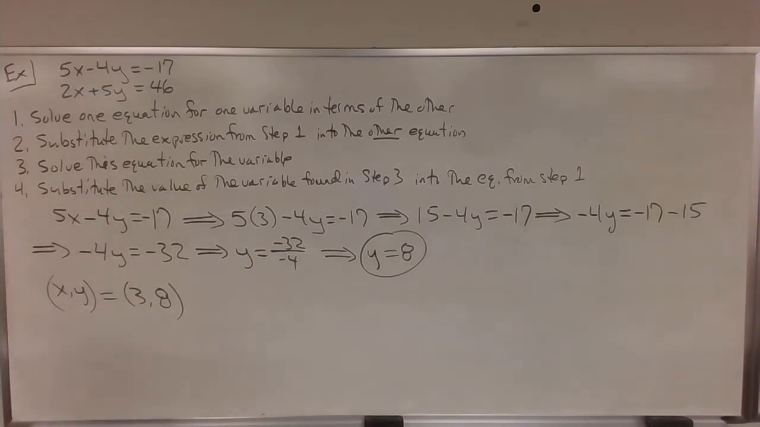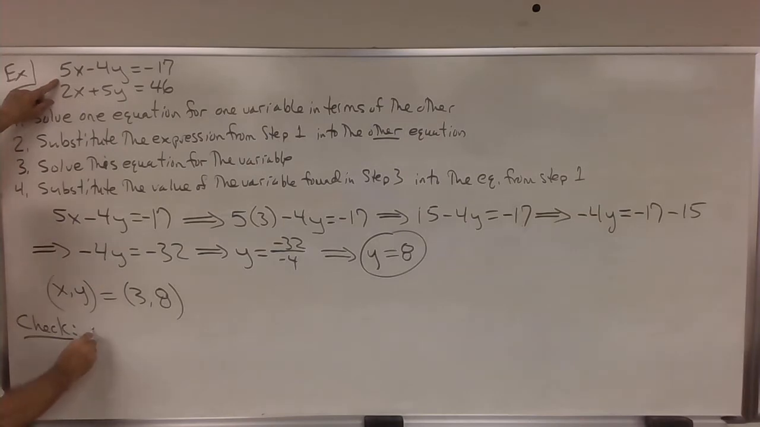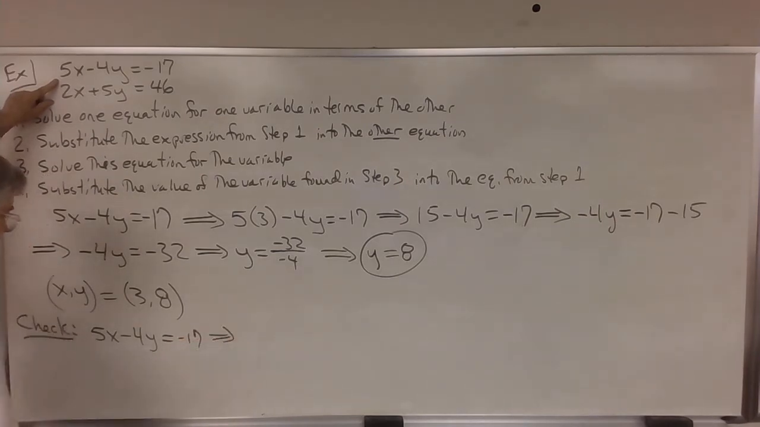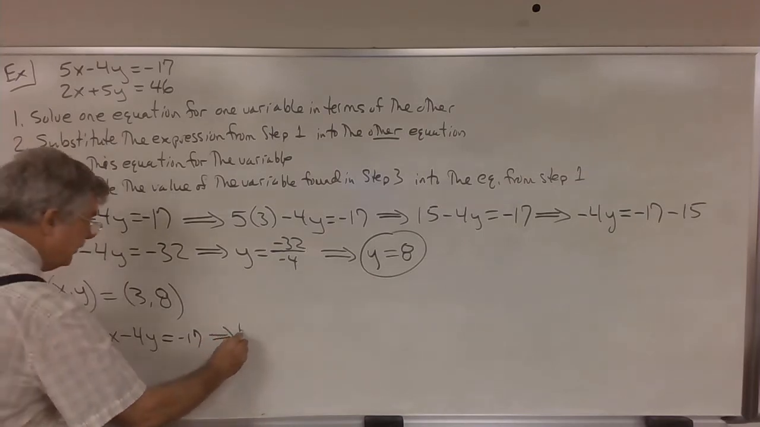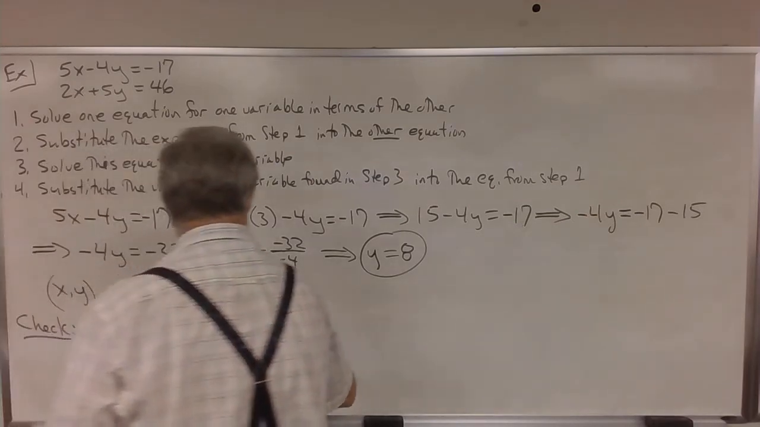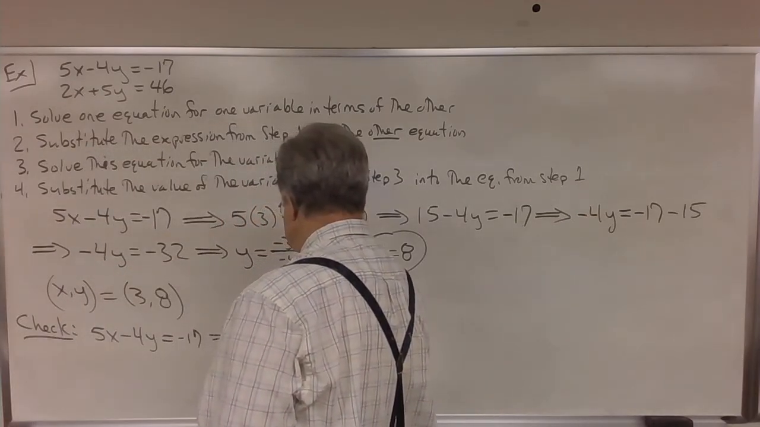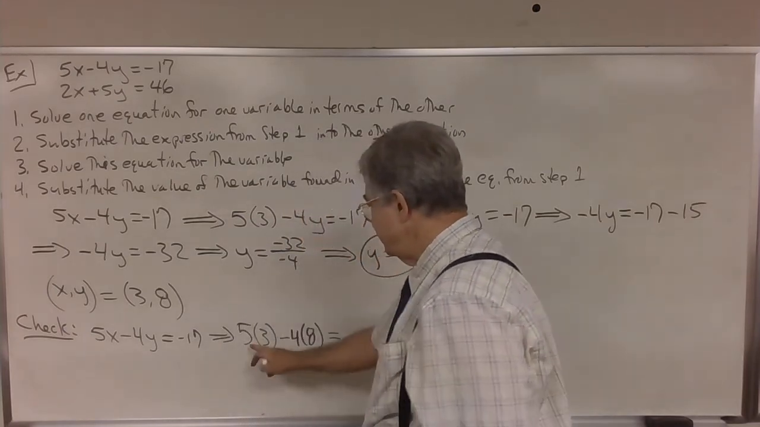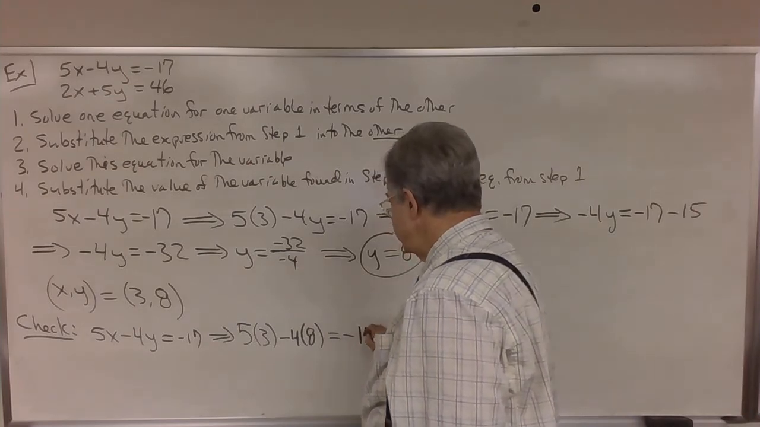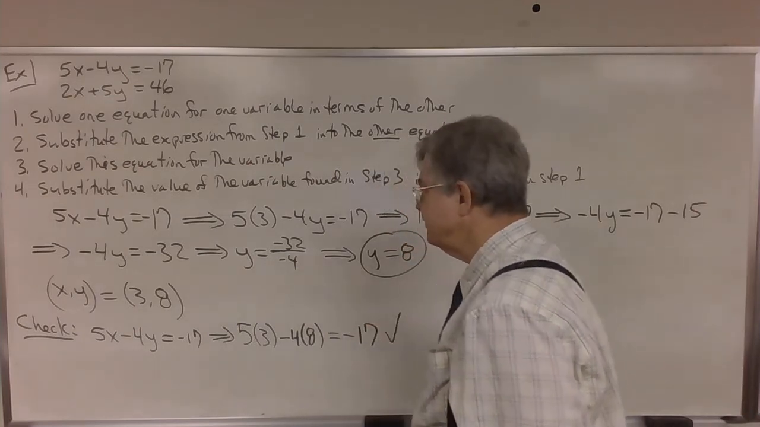That's what I say my solution is, but you know what? I better check it. 5x minus 4y equals negative 17. Let's check. 5x, plug in 3 for x, minus 4y, minus 4 times 8. Okay, what do we get here? 15 minus 32, negative 17. Okay, that checks.